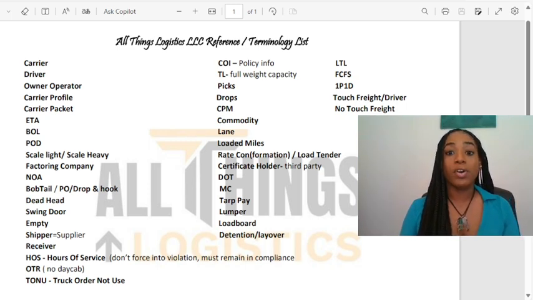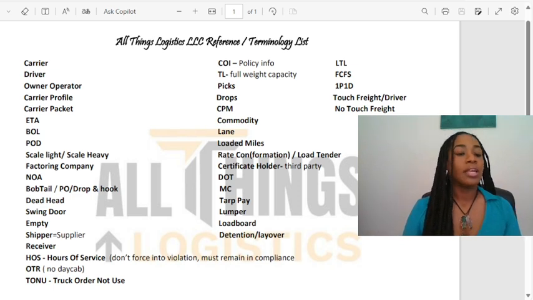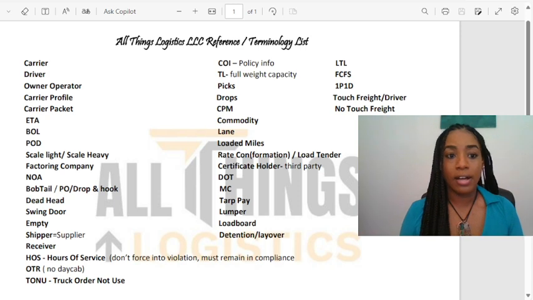An owner operator owns and operates his own fleet. Okay, he's the owner, he's the driver, he's the carrier. That's the owner operator. Next, we move on to carrier profile, and underneath that, I have carrier packet. Some people get the two mixed up.